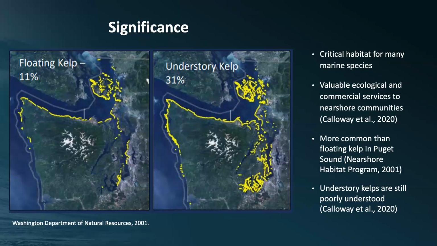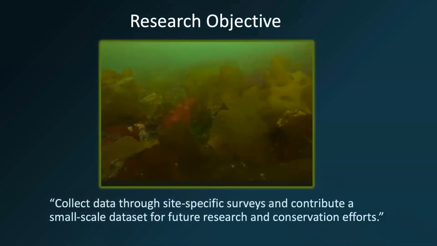That image you see there on the screen was from a preliminary aerial imagery project looking at nearshore communities. From that, on top of multiple other variables like substrate and shoreline geomorphology, they found that understory kelps are nearly 3 times as common as the canopy kelp, such as bull kelp, in Puget Sound. So in that case, I was looking to collect data through site-specific surveys, at a smaller scale, and contribute a small-scale data set for future research and conservation efforts.